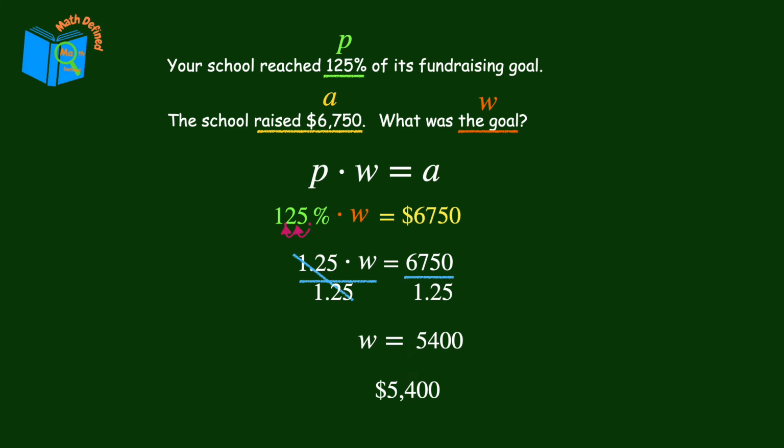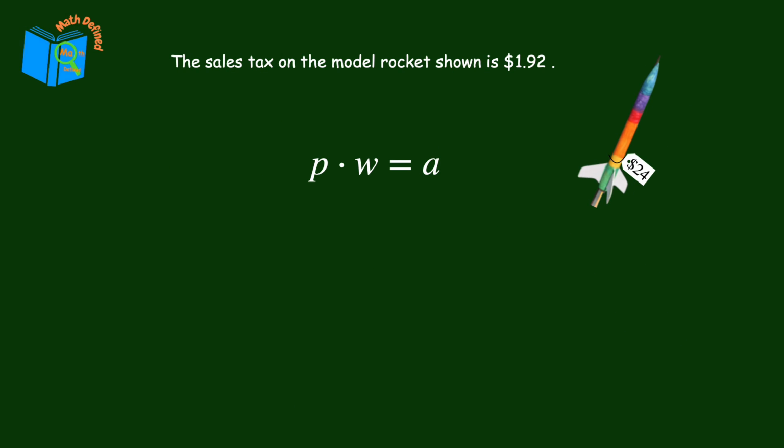You're doing great. Let's finish strong with our final example. The sales tax on the model rocket shown is $1.92. What is the percent of sales tax? Let's diagram this. This problem is asking us to find the percent. The whole is the cost of the rocket, $24, and the part is the dollar amount of sales tax, $1.92.